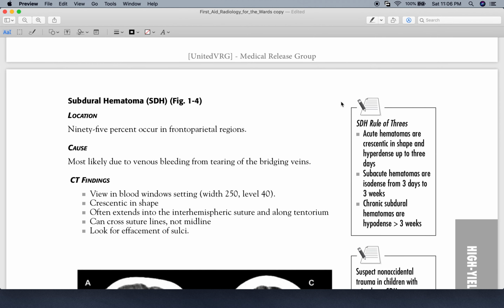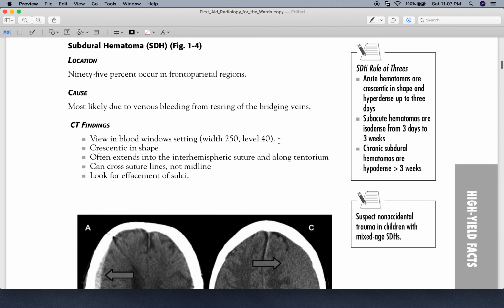Here we are going to talk about the subdural hematoma. About the location, 95% occur in the frontotemporal region. Okay, and the cause is most likely due to venous bleeding from tearing of the bridging veins, and this is happening due to trauma of different types. This is the most common cause.